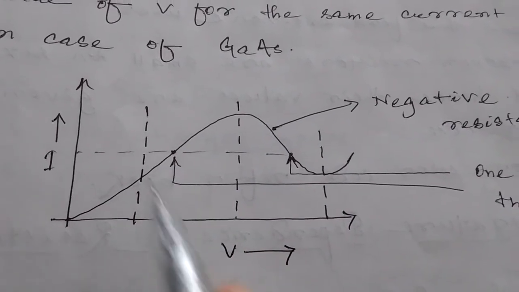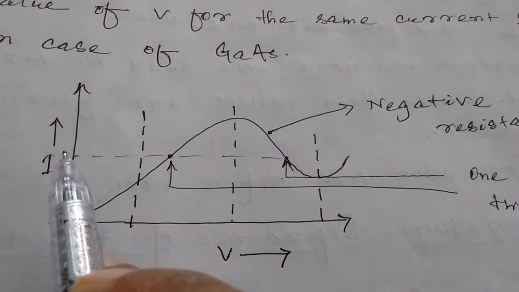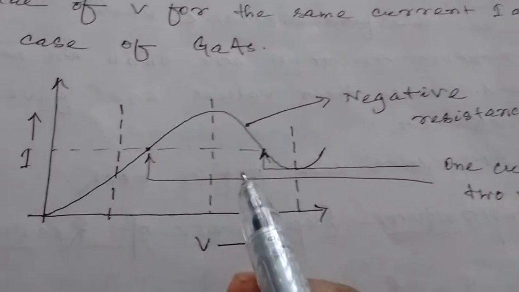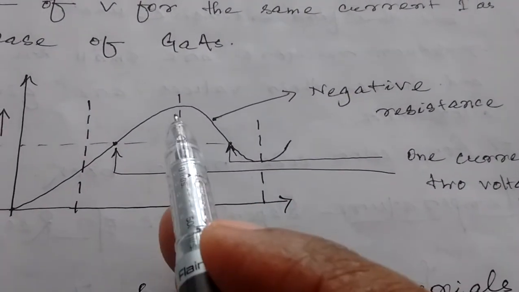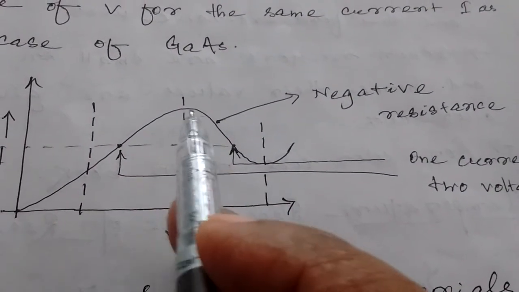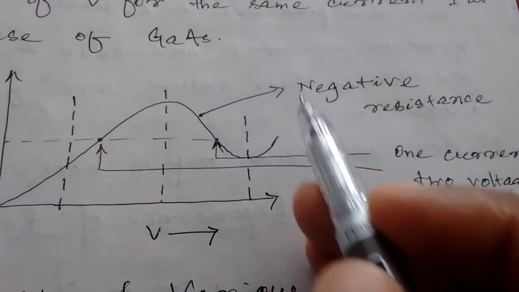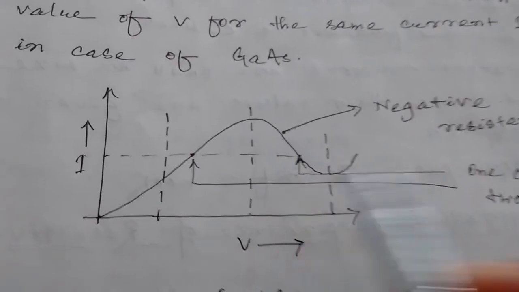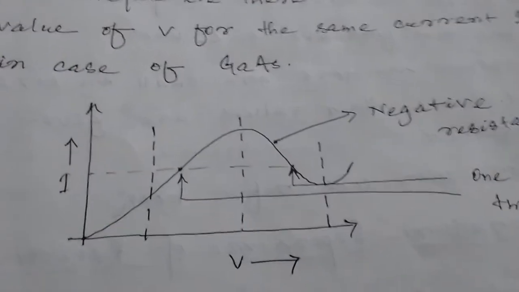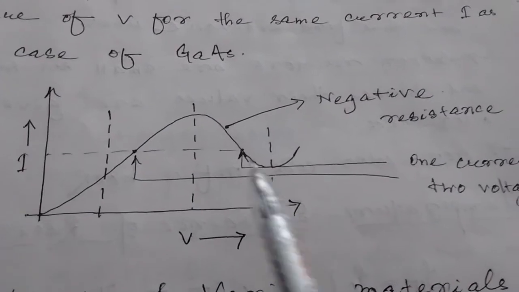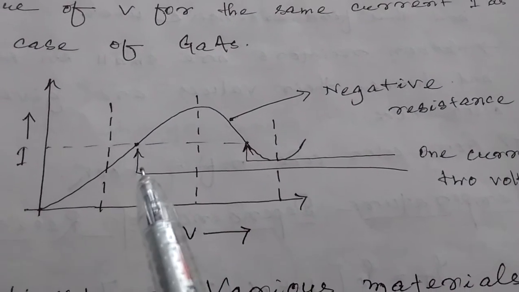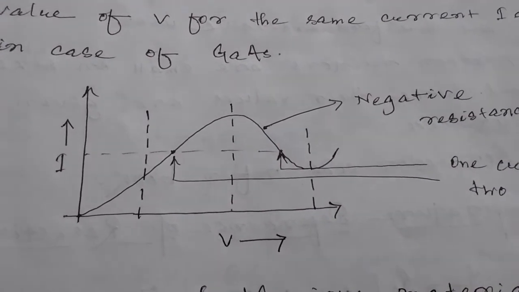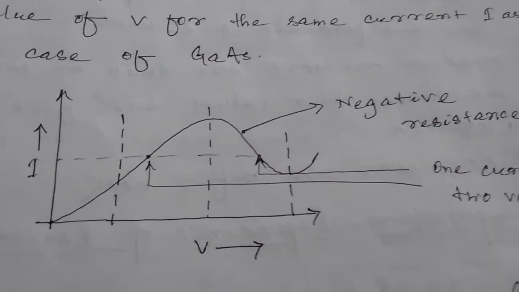Unique means one-to-one relationship. One voltage should have one current only, but here two voltages are having one current. In this region also you can see voltage increases but current decreases. That means negative resistance. This is a typical non-linear characteristic of a diode. Here also Ohm's law does not hold. So this is all for this class.